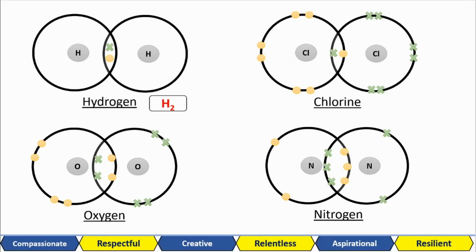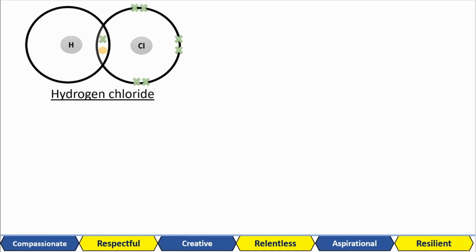Hydrogen is H2, chlorine is Cl2, oxygen is O2, and nitrogen is N2. Pretty straightforward. Hydrogen chloride: since both need 1 electron, they share 1 electron each. What you need to remember here is that the chlorine also has those 6 other electrons on its outer shell, so don't forget to include those.